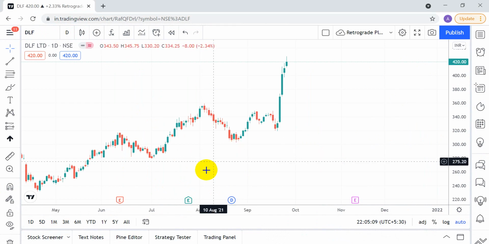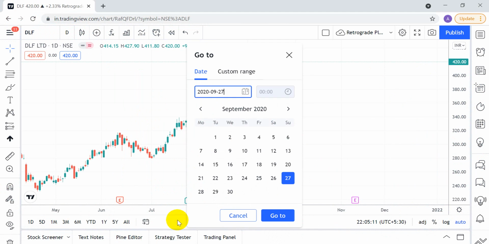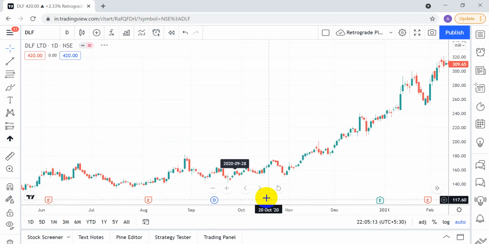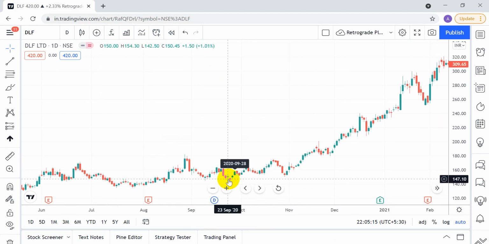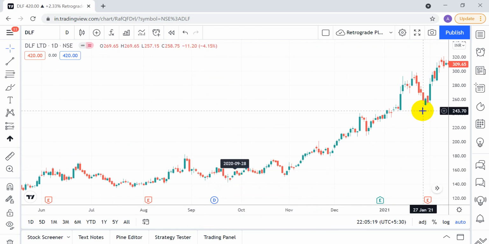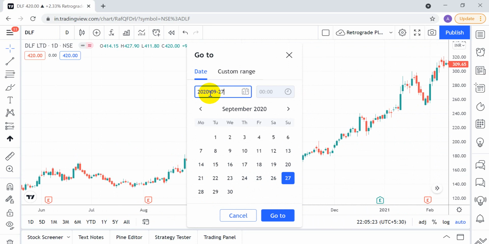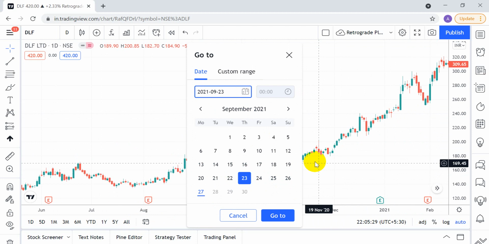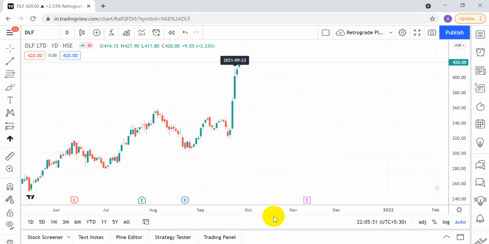If I go to the DLF chart and go back 1 year, you can see DLF made a major bottom on 23rd September 2020. From there it has been rallying significantly. Similarly, 23rd September 2021 will also be a very important date based on the 1 year cycle of Gann. I'm just changing the date to 23rd September 2021, which is somewhere here, this big day.